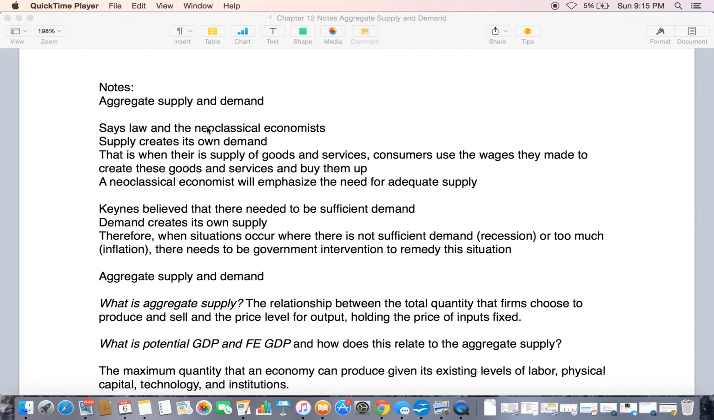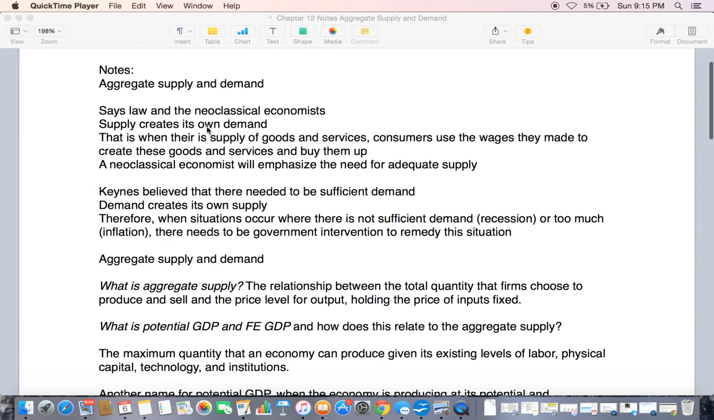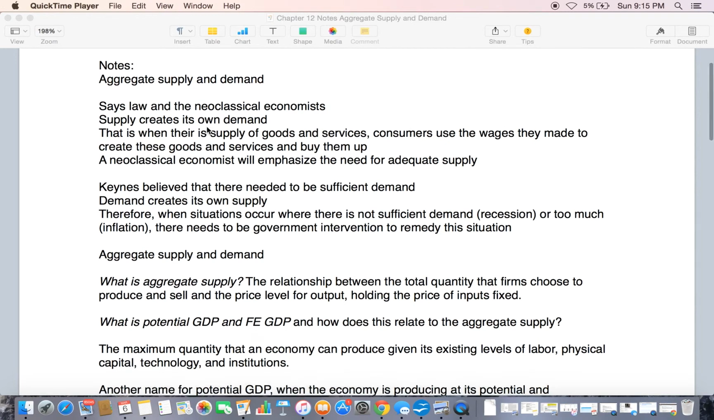Two things before we get into the mix. There are two different perspectives on how aggregate supply and demand function, and on which, either aggregate supply or aggregate demand, is emphasized in increasing long-run economic growth. So Say's law, which is followed by neoclassical economists, states that supply creates its own demand.